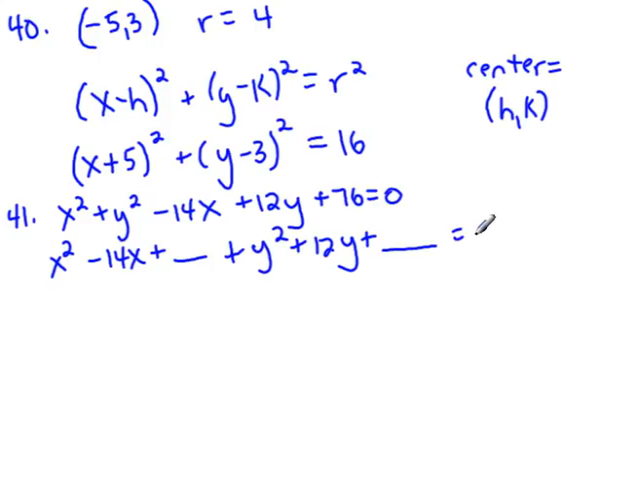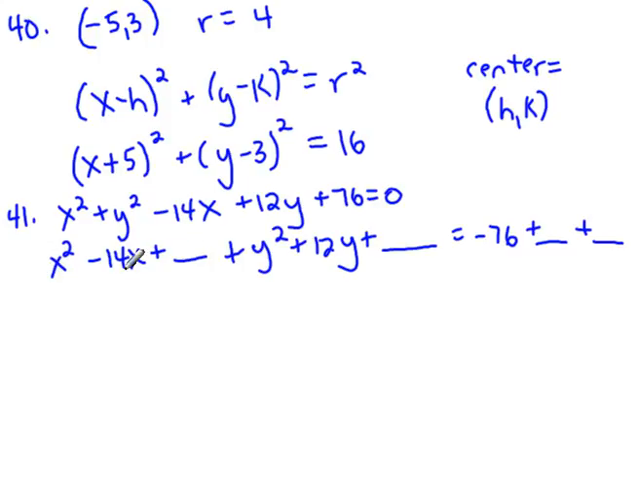equals, move my constant term over because I have to have r² on the right-hand side, so that's negative 76 plus the number that I add here and then plus the number that I add there. So I'm adding some number twice. Okay, now remember when you complete the square, you can't have a leading coefficient. I don't on either one of those, so I'm good to go there.